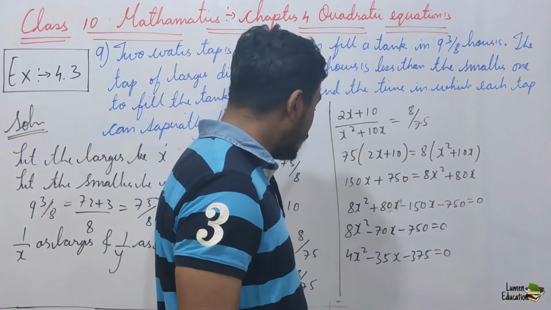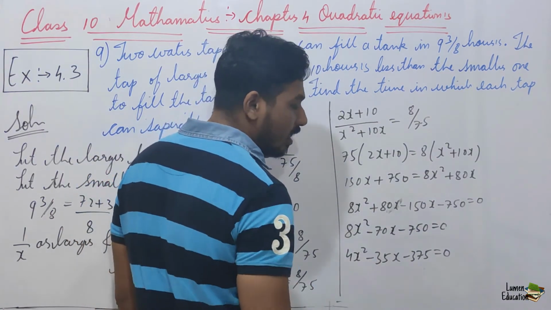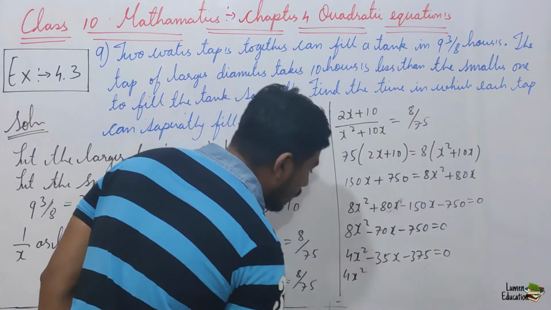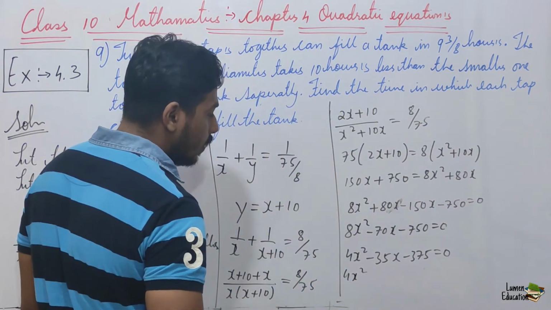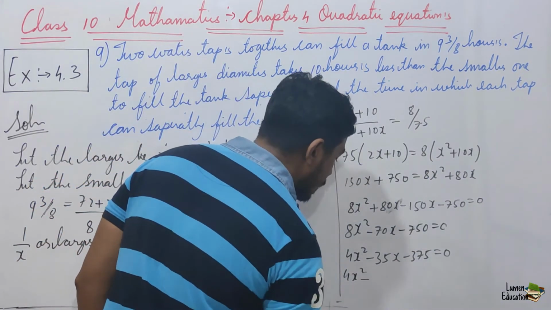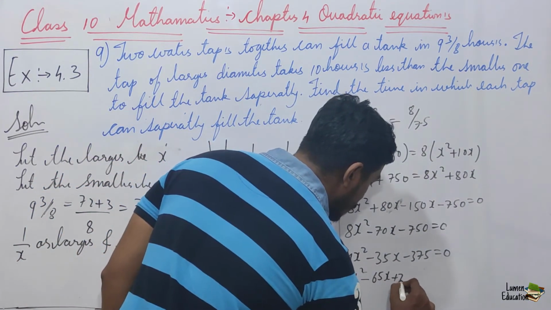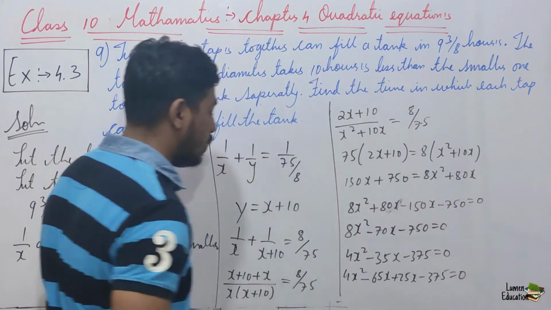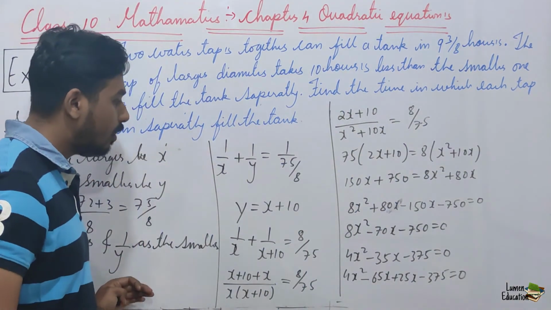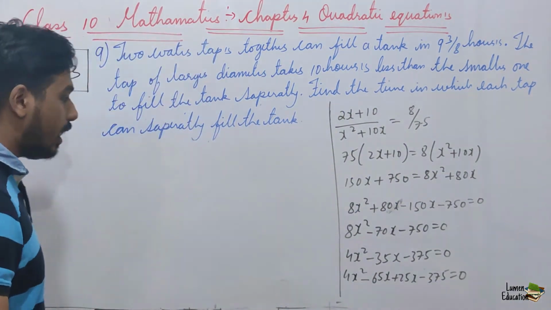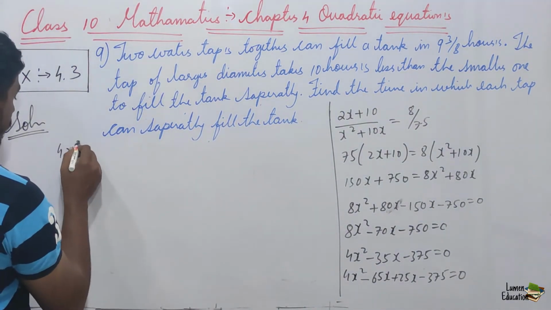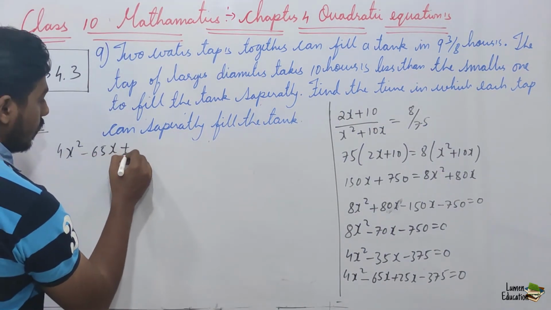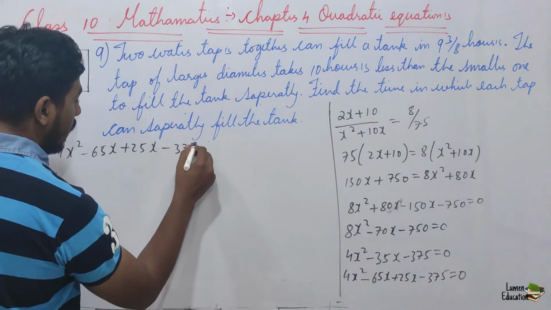Now to find the roots of this equation, you multiply 4 and 375 and split the middle term. Then we have 4x square minus 65x plus 25x minus 375 is equal to 0. Let me rub this side because of lack of place, and I will continue on this side. Again I write the equation: 4x square minus 65x plus 25x minus 375 is equal to 0.